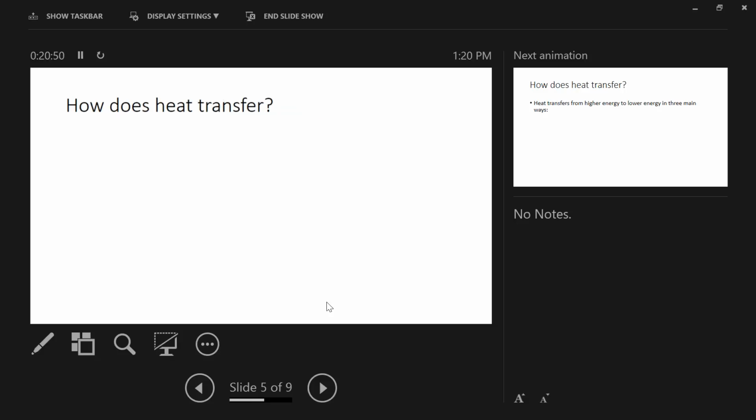All right. So our next question, second question: how does heat transfer? Now, we didn't talk about this next point when we talked about momentum, but this tends to be true of all collisions. Heat transfers from higher energy to lower energy. And so as two objects collide, the momentum tends to transfer from something with higher kinetic energy to something with lower kinetic energy. That just tends to happen in collisions.